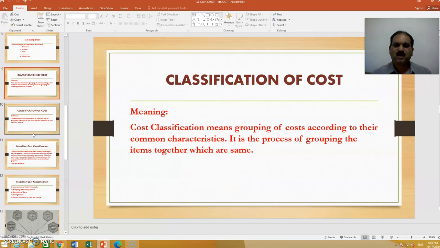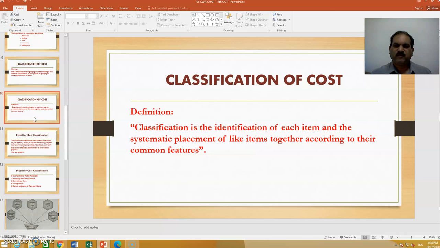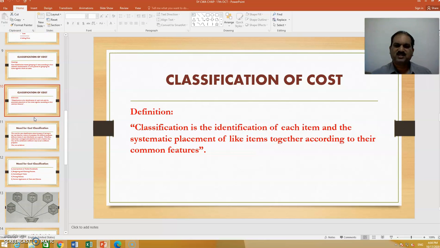Now let's see what is classification of cost. Cost classification means grouping of cost according to their common characteristics. It is the process of grouping the items together which are the same. We can define it as: classification is the identification of each item and the systematic placement of like items together according to their common features.